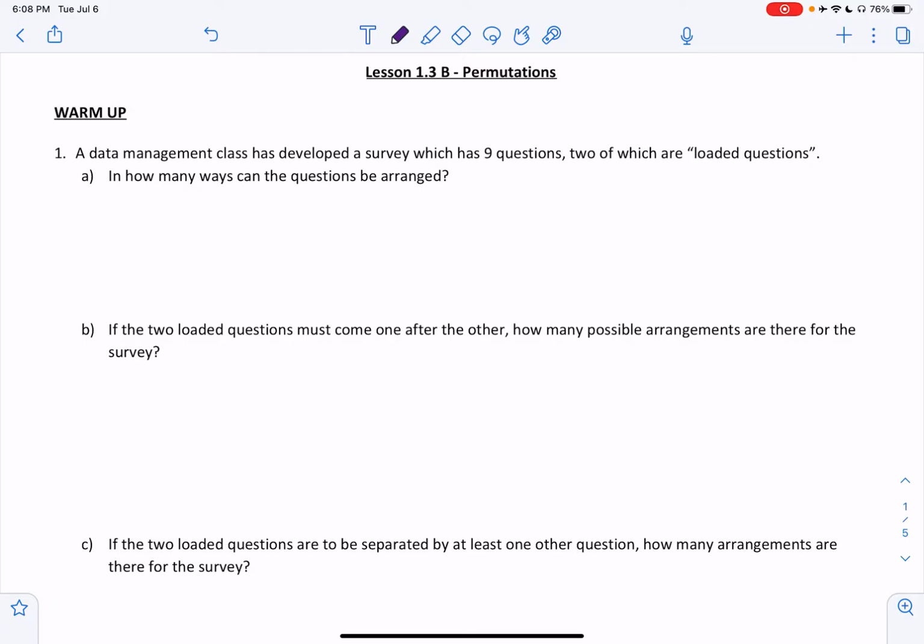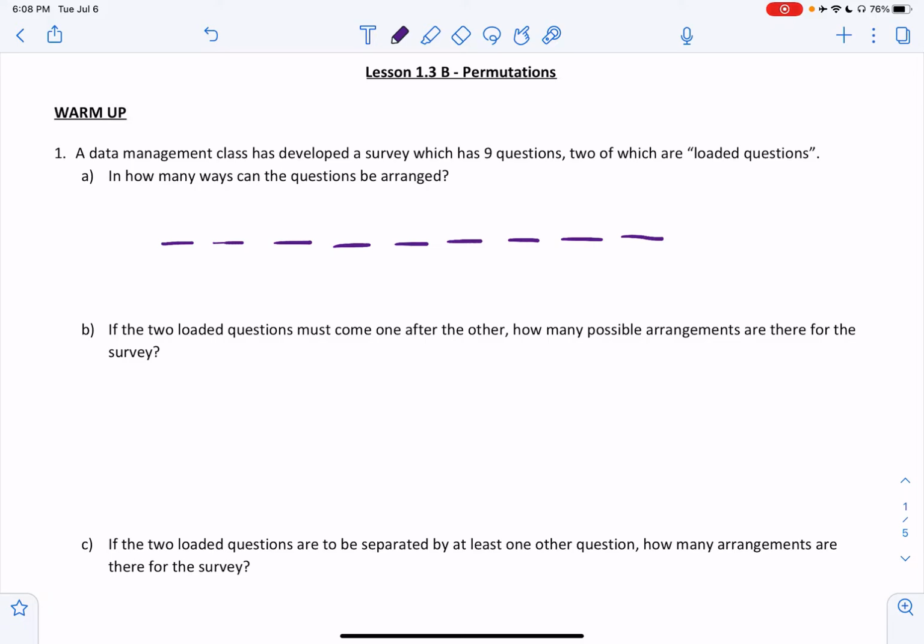So to start, a data management class has developed a survey which has 9 questions. 2 of these questions are loaded questions. To start, how many ways can the questions be arranged? So we'll start by drawing out some lines to represent our questions. So we have 1, 2, 3, 4, 5, 6, 7, 8, 9 questions.